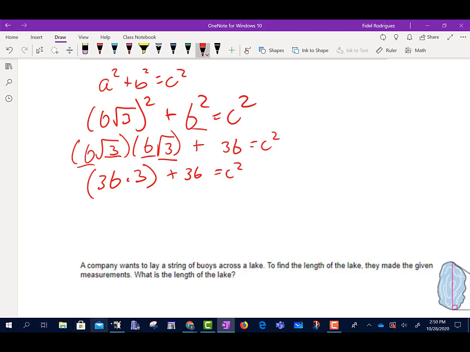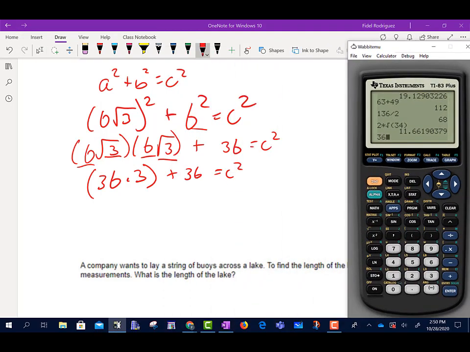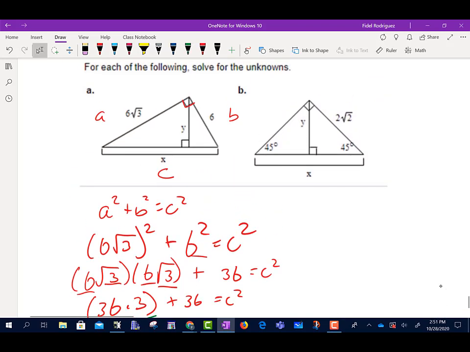Okay, so now I'm going to take my calculator and move it over here so y'all can see what I'm doing. So I'm going to say, what's 36 times 3 plus another 36? Okay, and I'm coming up with 144 is equal to C squared. So now when we take the square root on both sides, we're going to get 12. Okay, so I'm going to come back over here, and that's telling me that this side right here, y'all, is going to be 12. Okay, now we still need to find this piece over here.